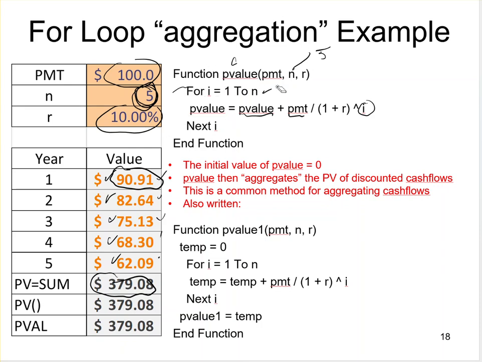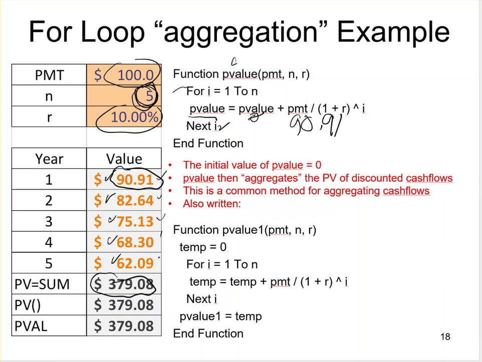So why did I put the name of the program back in here? This p-value. P-value initially is set to a value of 0. So it's saying p-value is equal to p-value, which has a value of 0, plus the present value of the first payment, which is that 90.91. And then it's going to go to the next statement, next I.